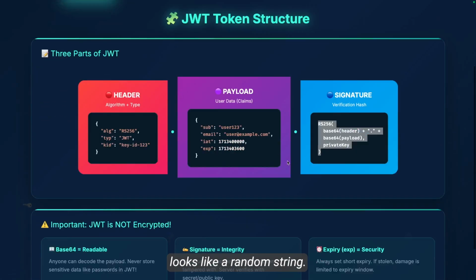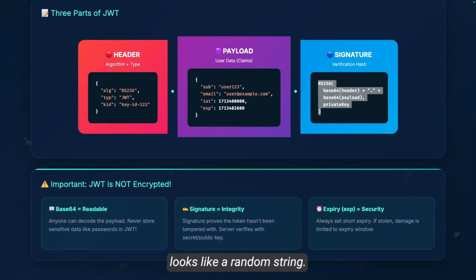Overall, a JWT token looks like a random string, a random string which has three different parts. The header, this is an important part. The algorithm is RS256 or HS256. The type is always JWT, and the key ID is the key ID.